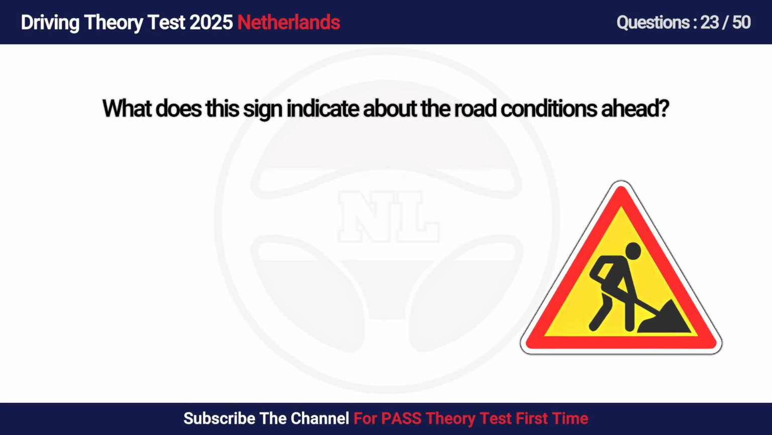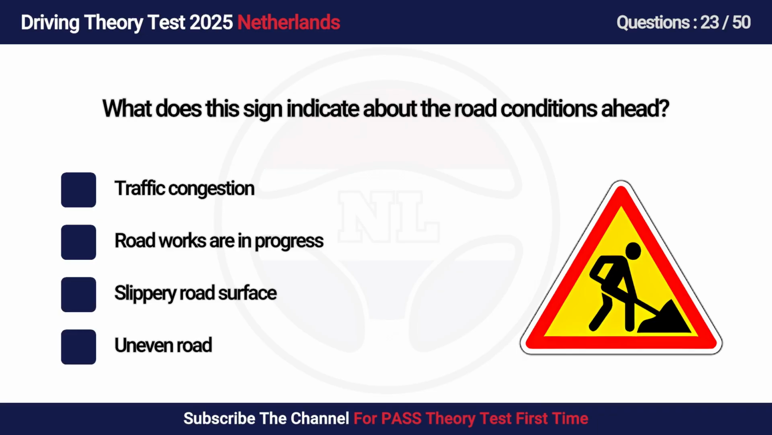Question 23. What does this sign indicate about the road conditions ahead? A. Traffic congestion. B. Roadworks are in progress. C. Slippery road surface. D. Uneven road.